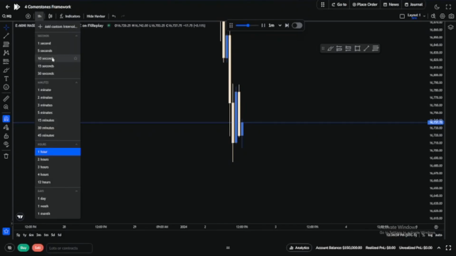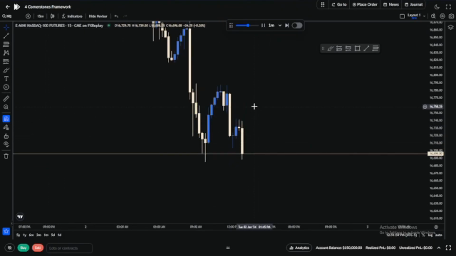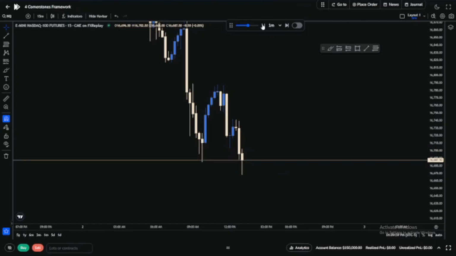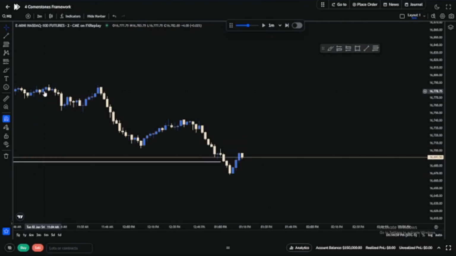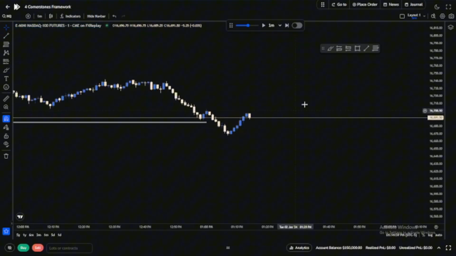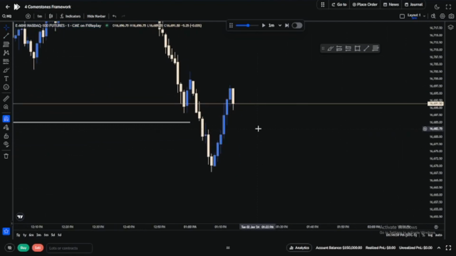Looking for a sweep, maybe 15-minute, anywhere. Okay, we took this out. Okay, that's important. So now I want to go into a lower time frame after taking out higher time frame liquidity. I want to be looking for something.